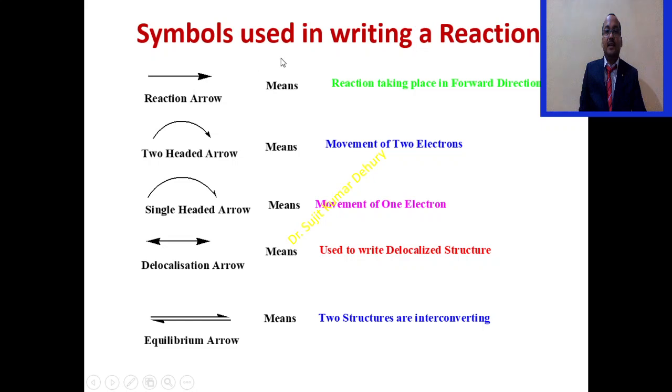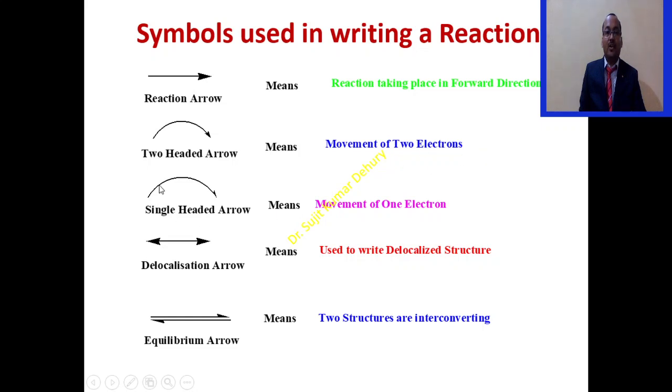So it is interesting to know what the symbols used in writing the mechanism of a reaction are. The first one is the reaction arrow. It is used to show that the reaction is taking place in the forward direction. This one, the curved double-headed arrow, shows in which direction the bond is breaking, and it also shows the movement of two electrons.